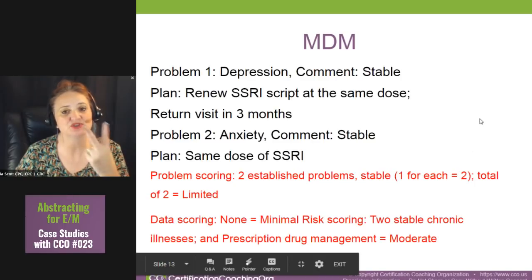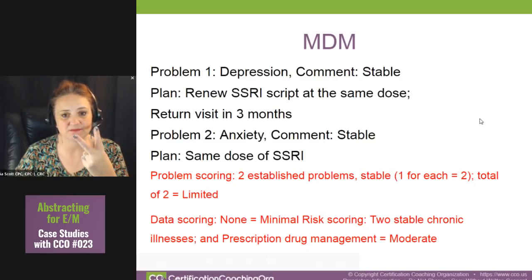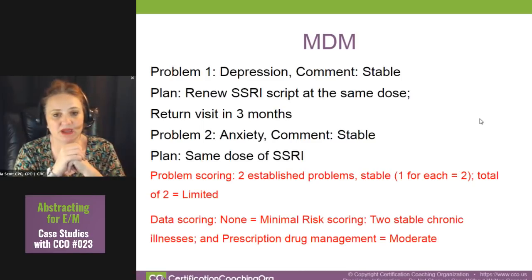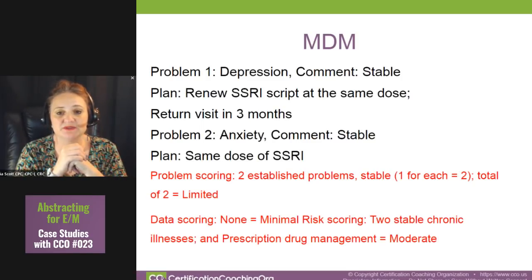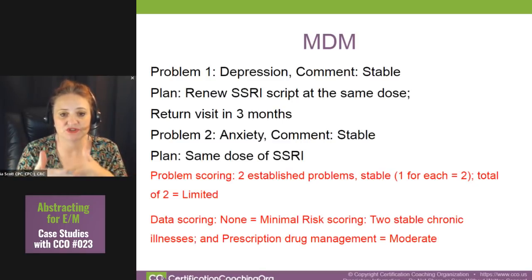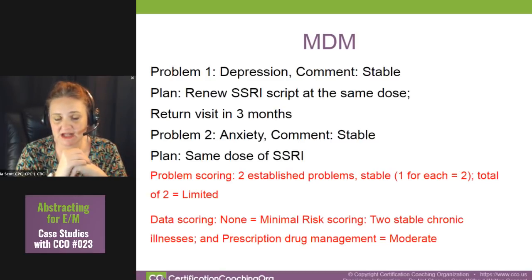Medical decision making, we have 2 problems this time. So that raises the medical decision making. Problem 1, we have depression, and the provider states that it's stable. So stable depression. What are they going to do? They're going to refill the SSRI script, and it's going to maintain the dose. Okay, and they're going to return in 3 months. Now, problem 2 is anxiety, also stable, and again, same dose of the SSRI.